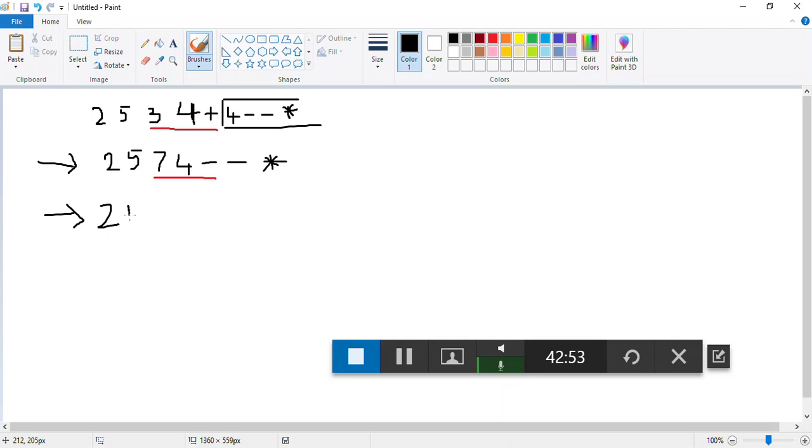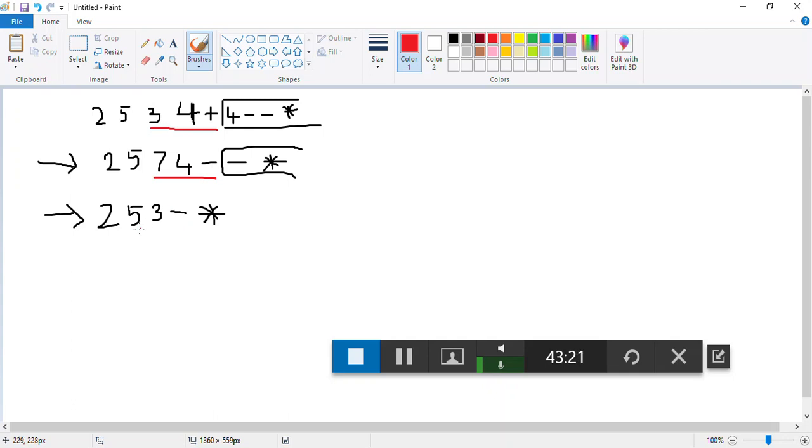2 and 5 will be the same, and 7 minus 4, that will be 3, and we have what remains? This one, minus and star. Okay, again 2 5 3 minus. Now minus is an operator.